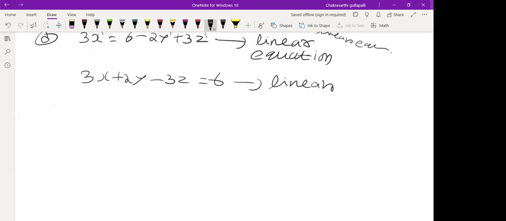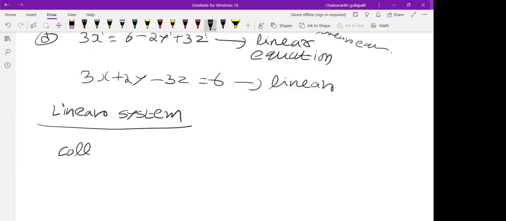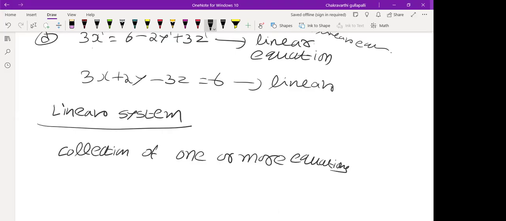Once you have a linear equation, we define what is called a linear system. What is meant by a linear system is a collection of one or more equations. One or more linear equations is called a linear system. Every equation should be linear.